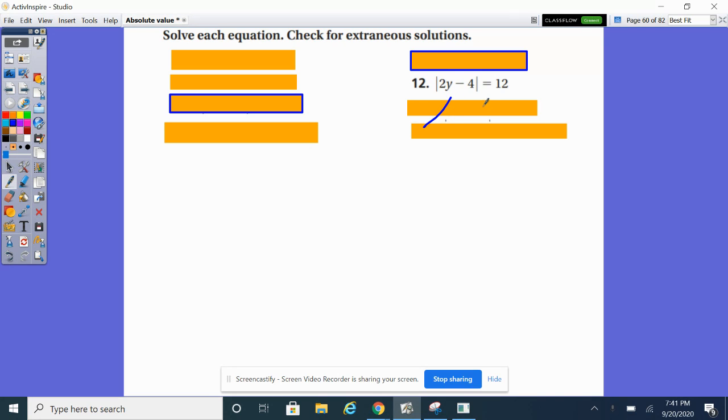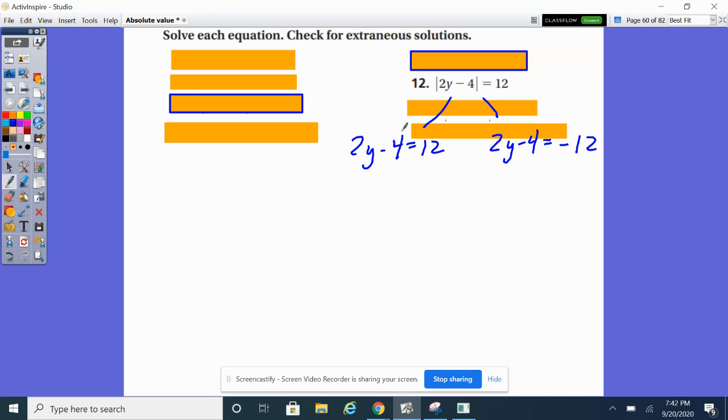So in this, we're going to do two cases. In the first case, we're going to do 2y minus 4 is equal to 12. In case number 2, we're going to do 2y minus 4 is equal to negative 12. So we're going to add that little negative there. From here, we're going to try to isolate y, get it by itself. We're going to move everything away from it. We're going to do the opposite of everything we see.